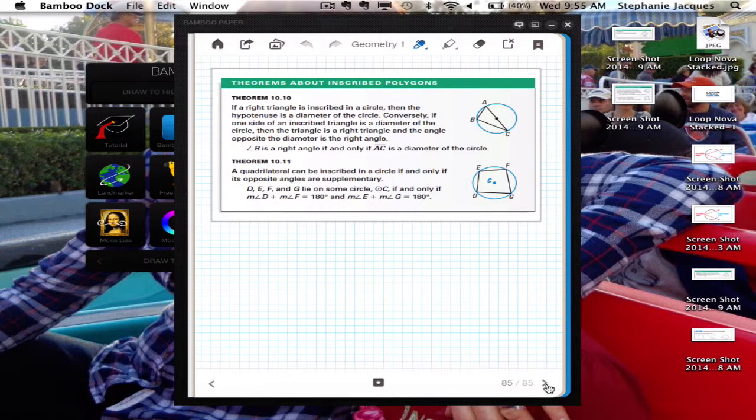Now we're going to look at putting an actual shape into a circle, and we call those inscribed polygons. So let's look at our first one. Let me just give you an example of that. We'll draw a circle, and let's just put a triangle in there. Okay, so inscribed means all the vertices lie on the circle. So that's an inscribed shape.